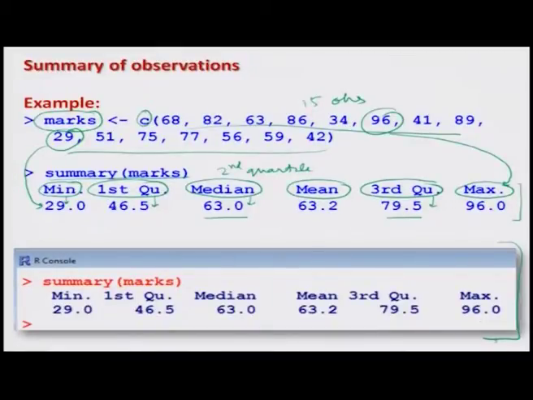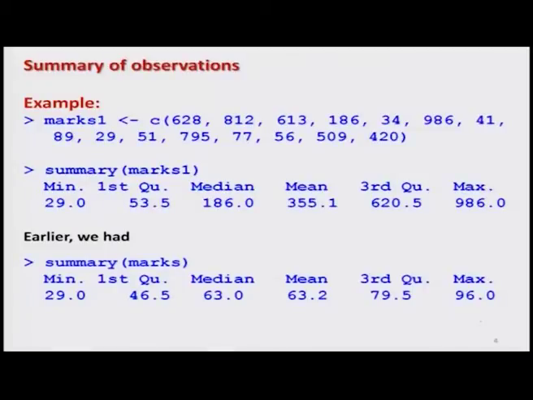Now, what is the advantage? Suppose I take another data set and call it marks1. What I have done is, in the same data set, I have added some extreme observations. You can see here 628, 812 and so on, 795, 986 and so on, and I obtain the summary function once again on the data vector marks1. The summary function gives us this outcome: minimum, first quartile, median, mean, third quartile and maximum.